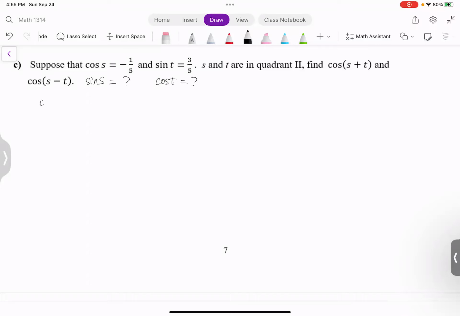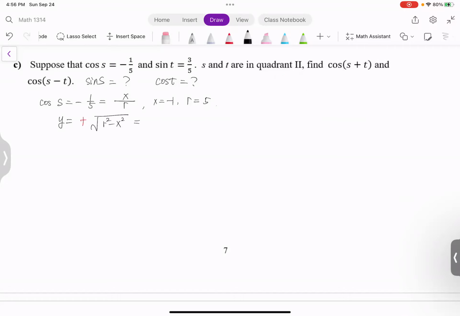By the given information, cosine S is -1/5. Cosine equals x over r, so x equals -1, r equals 5. And what is the y's value? y equals square root of r squared minus x squared. Is y positive or negative in the second quadrant? y is positive because of ASTC. In this quadrant, all the y values are positive all the time.